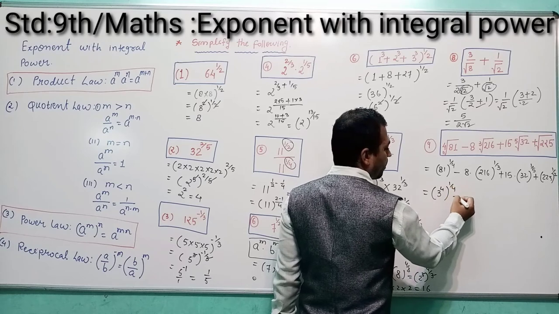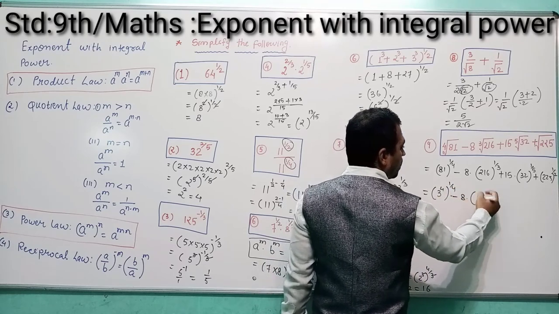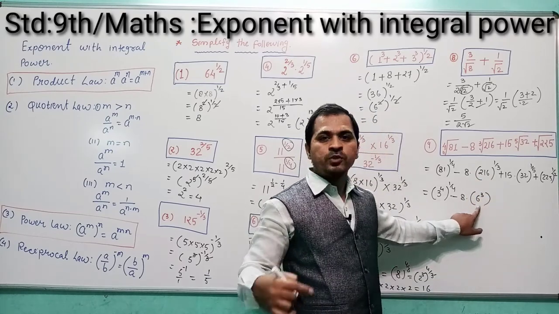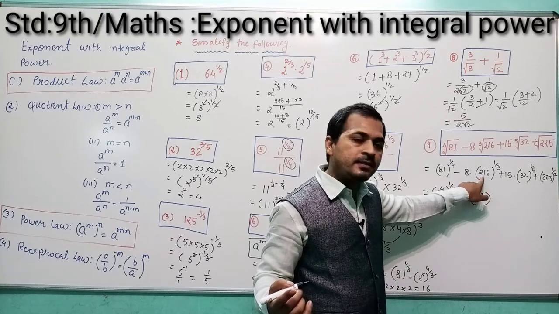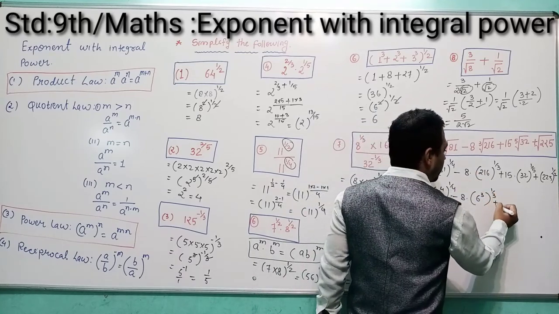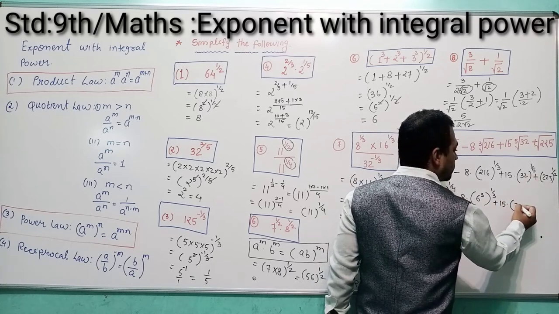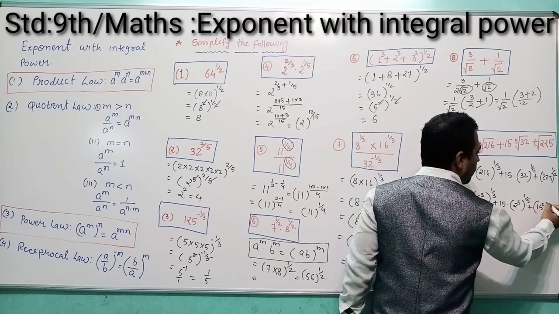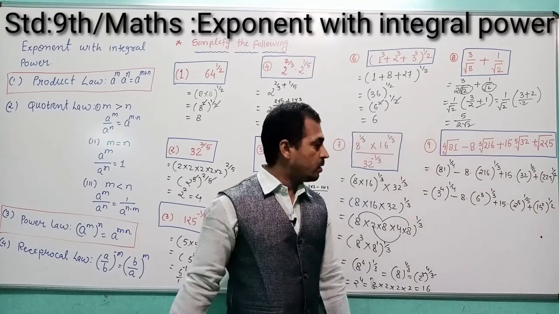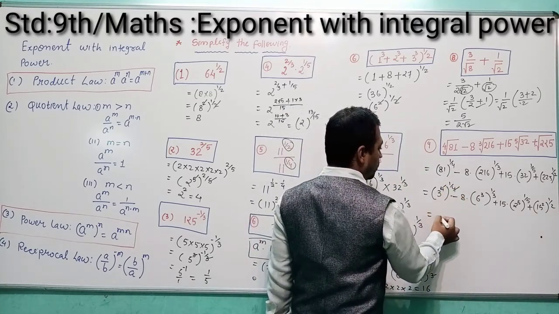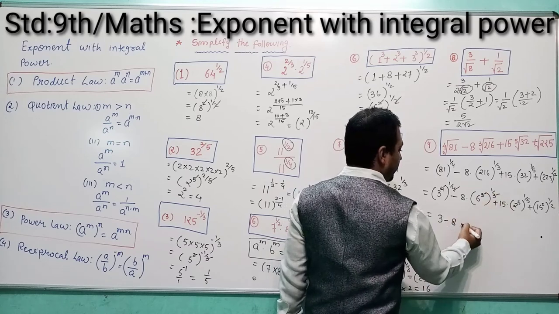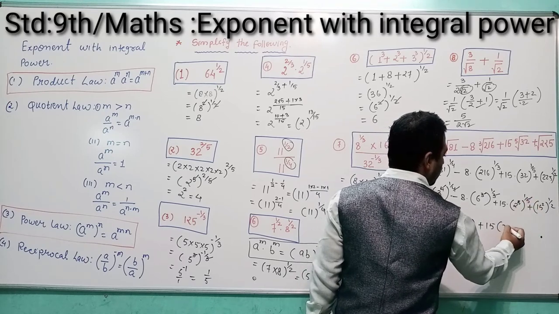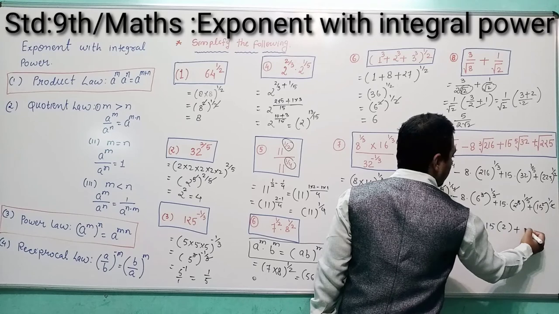So 1 by 4 minus 8 into, now 216. So you can write 6 cube. If you multiply 6 into 6 into 6, you will get 216. So 1 by 3 plus 15 into 32, which can be written as 2 to the power 5, 1 by 5, plus 225 can be written as 15 square whole to the power 1 by 2. Now students, you can see that 4 cancelled out, 3 minus 8, here the power will be cancelled out, 6 plus 15, 5 will be cancelled out, 2 over here, again the power will be cancelled out, 15.